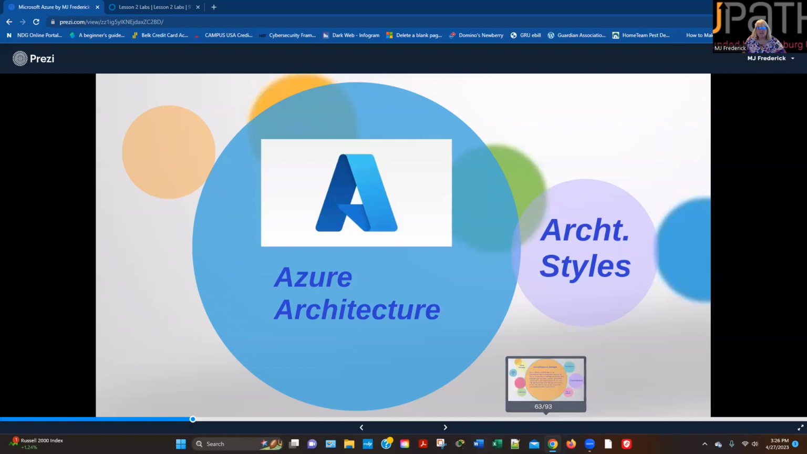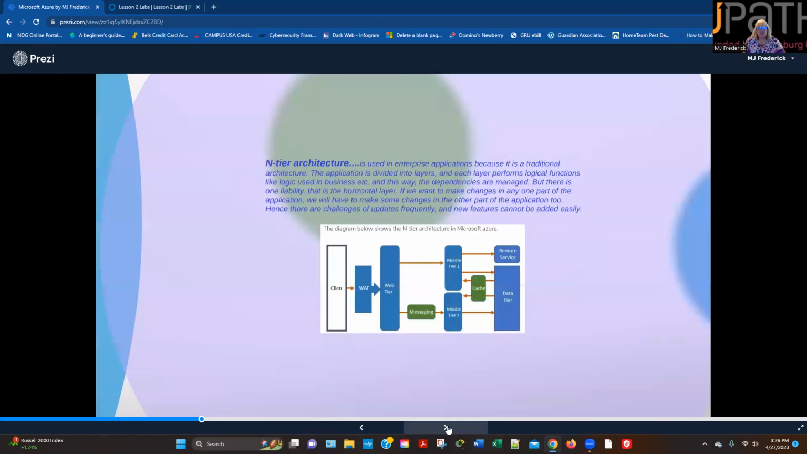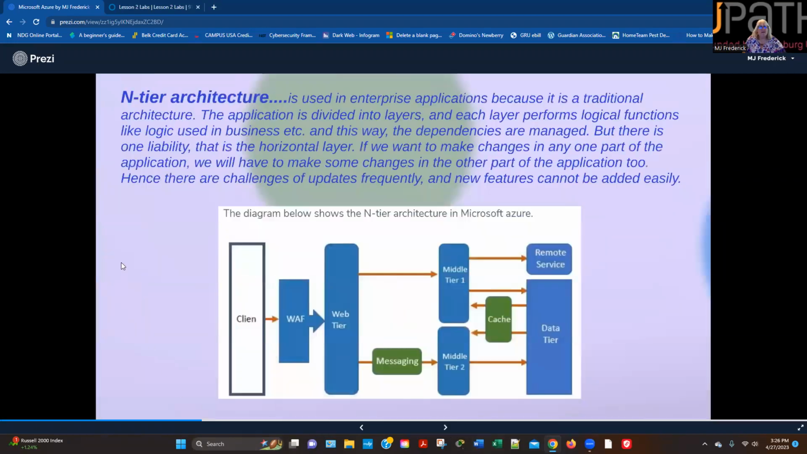All right, so there are different layers to our architectural styles for Azure. The one that's more traditional is called the N-tier architecture. These will be on your AZ-900 exam, I'm pretty sure, or related to it. In our enterprise, as I mentioned before, we always talk about things with an enterprise concept in mind, because that's what we're talking about as far as networking and using Azure in these environments.